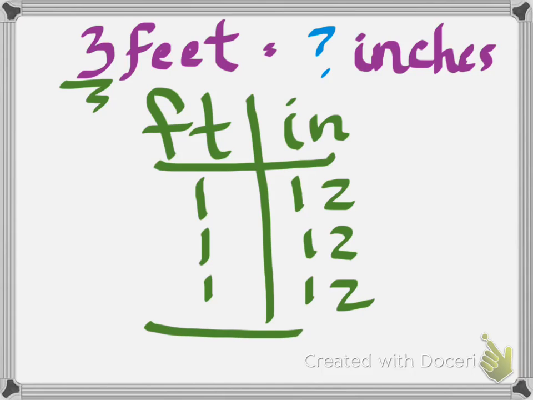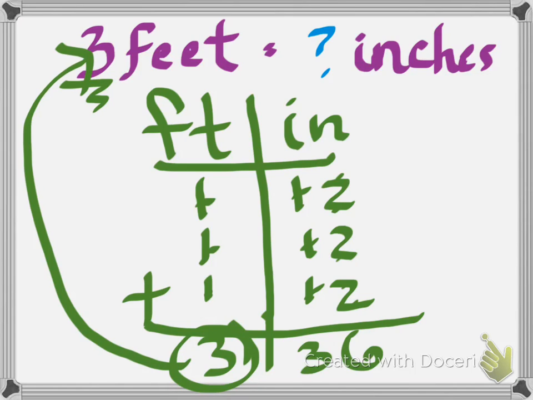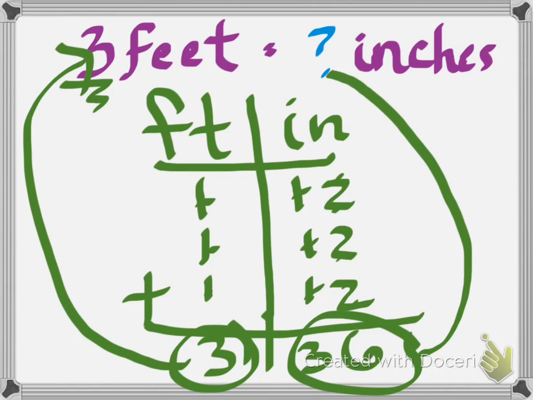Now that I have 3 feet, I'm going to add those up: 1, 2, 3. Then I'm going to add up the inches: 1, 2, 3, 4, 5, 6, and then 1, 2, 3. So, as you can see, the 3 feet go over here, but then, answering our problem, the 36 inches goes over there. So 3 feet equal 36 inches.